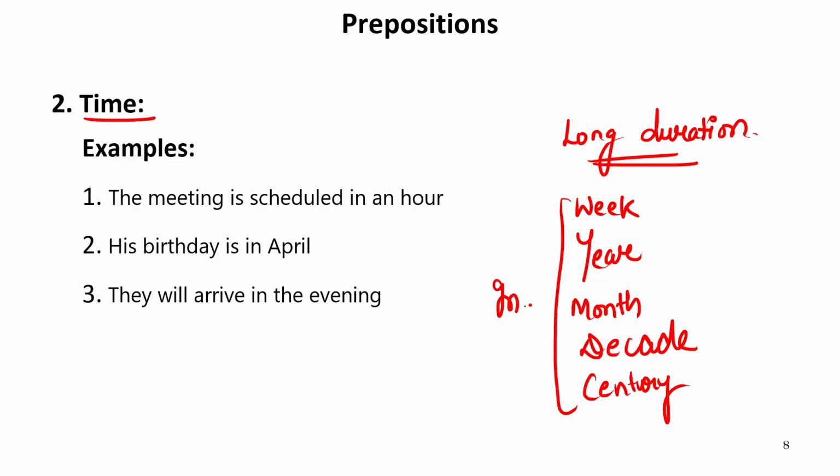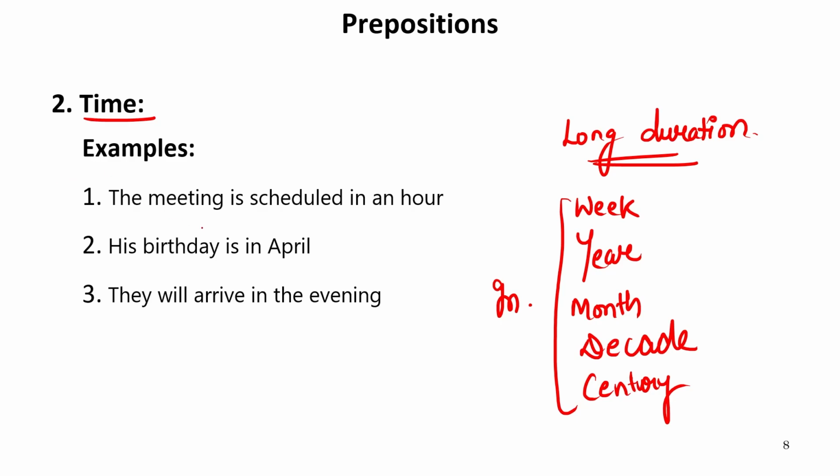For example, in a week, in 1994, in January, in 90s, in 80s, in 21st century, in 19th century. So these are the durations of time before which we use preposition in to indicate these times.